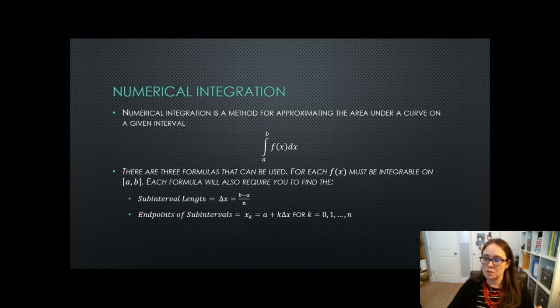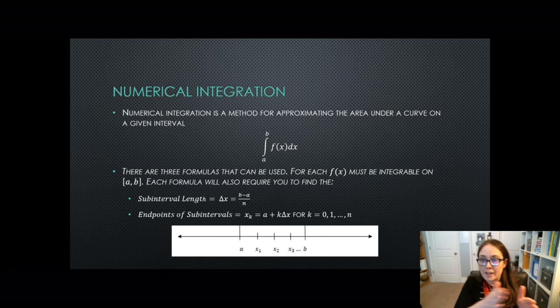You're taking an interval and you're dividing it up into n number of subintervals. Okay, and you'll be given that n in each problem that you work on. And so we want to figure out, well, what are all those subintervals? Where do they start and stop for each one of these? So you're going to need these values to plug into any one of these formulas, whether it's midpoint, trapezoid, or Simpson's rule.